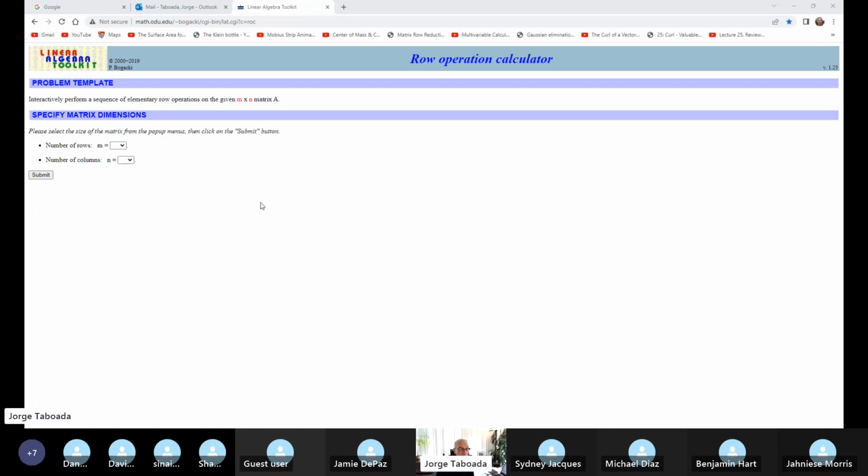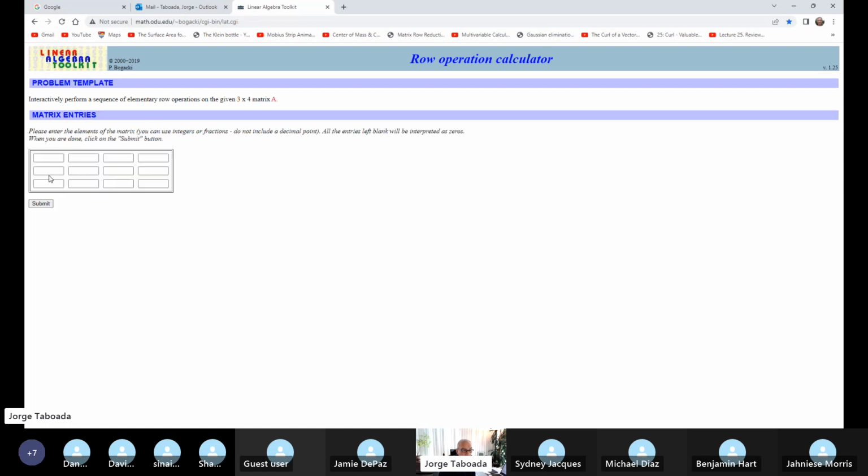In this case, you have number of rows. Well, number of rows is 3, no? We have 3 rows. Number of columns is 4. One more. And press submit. You open, of course, a window or text boxes to type in any number that we need in the matrix. This is the matrix editor.